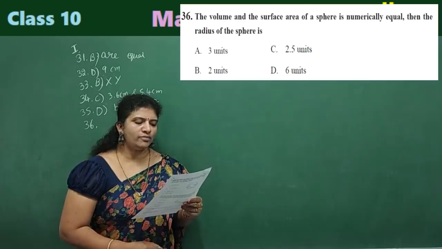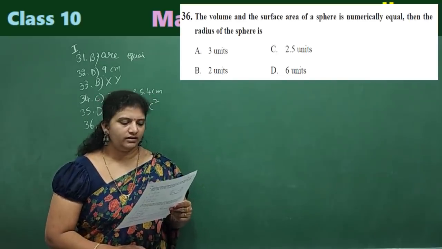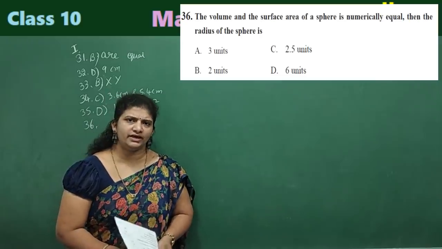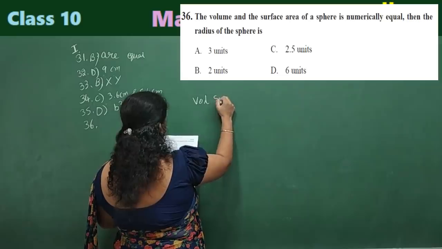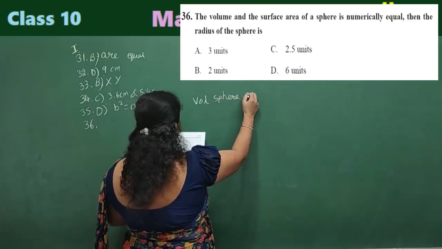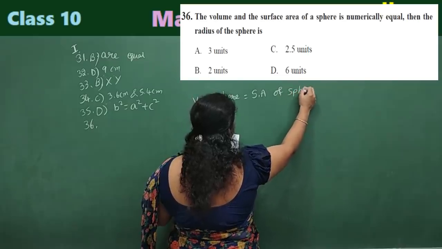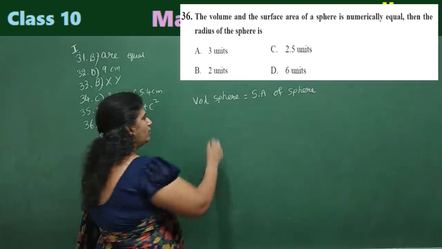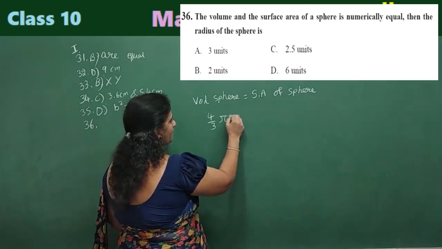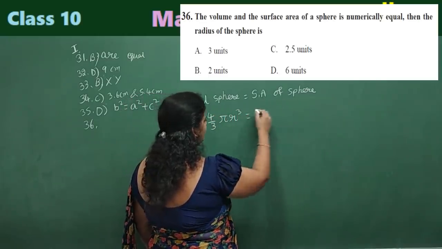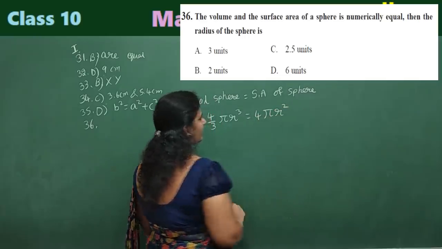36th one, the volume and the surface area of a sphere are numerically equal. Then the radius of the sphere is? Volume of sphere and surface area of sphere are numerically equal. Volume of a sphere formula is 4 by 3 pi r cube. Surface area of a sphere is 4 pi r square.